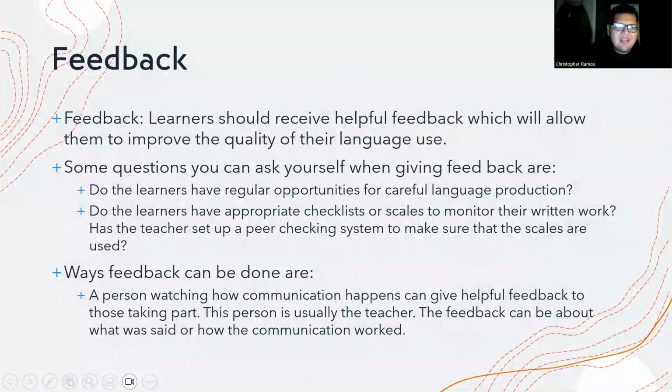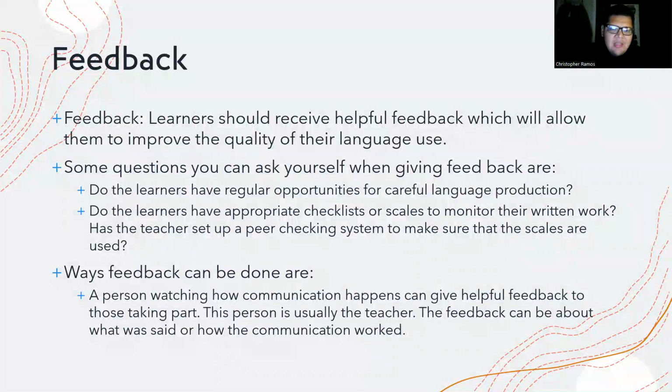And lastly, feedback. Basically, what it means is learners should receive helpful feedback, which will allow them to improve the quality of their language use. Some questions you can ask yourself as a teacher are: do the learners have regular opportunities for careful language production? Do the learners have appropriate checklists or skills to monitor their written work? Has the teacher set up a peer checking system to make sure that the skills are reused? So these are some questions that you can use to help give feedback to students before a lesson, or you can prepare for it.